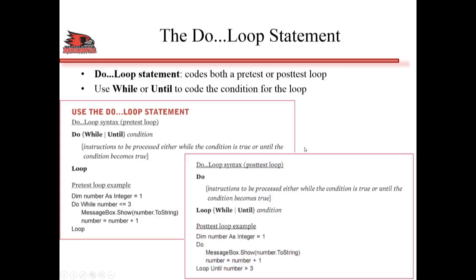So here's the actual do loop statement. Both the pre-test and post-test loops are shown here, and we have the syntax of the structure and some examples. Basically, it can be either a do while condition with a loop at the end, like shown on the left, or just a do with the loop until condition at the very end.